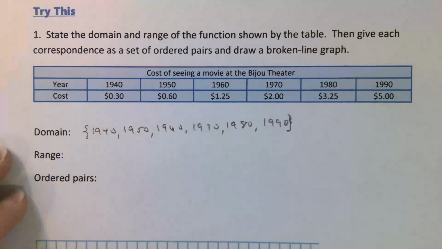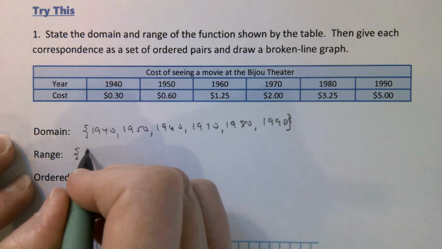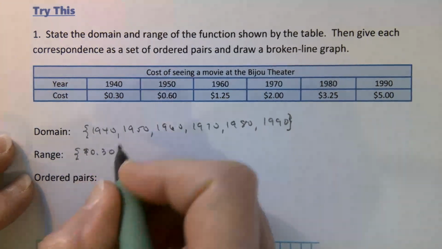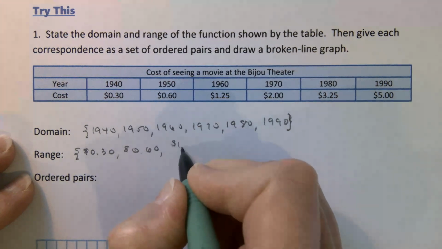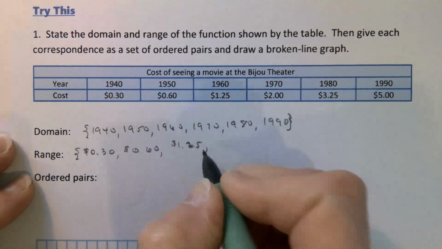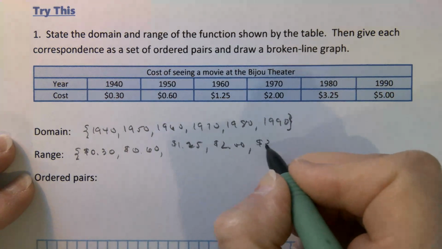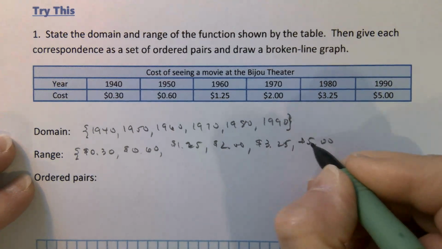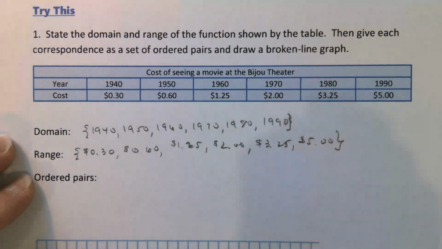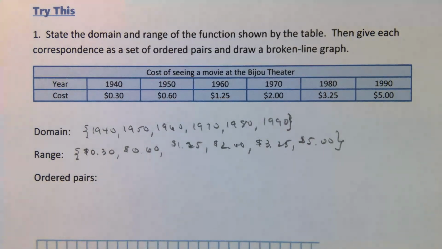Okay, the range then is going to be the cost. So I'm going to have 30 cents, 60 cents, $1.25, $2, $3.25, and $5. Okay, notice that I didn't abbreviate. Okay, I wrote it the way it is. I kept these in dollars, I kept these in years. Okay, that's the way you have to do it.